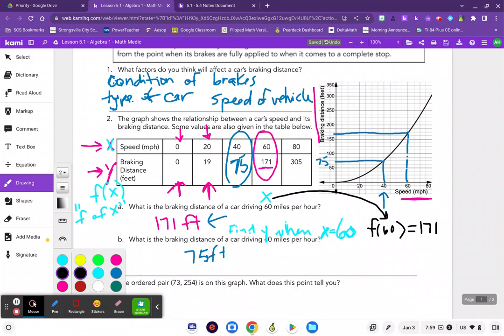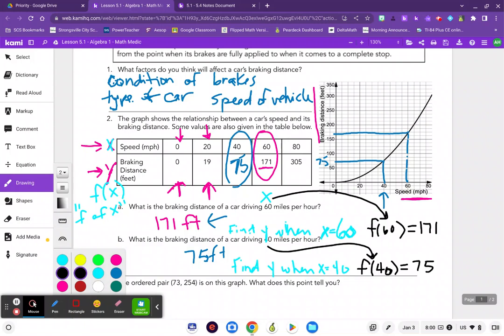Similar idea here. What is the braking distance of a car driving 40 miles per hour? Well, really, that's saying find y when x equals 40. And again, we are mathematicians, and so we like to be brief. Instead of writing those words, we say, what is f of 40? Again, 40 is our x value. And so we say, what is f of 40? Well, f of 40 is 75.